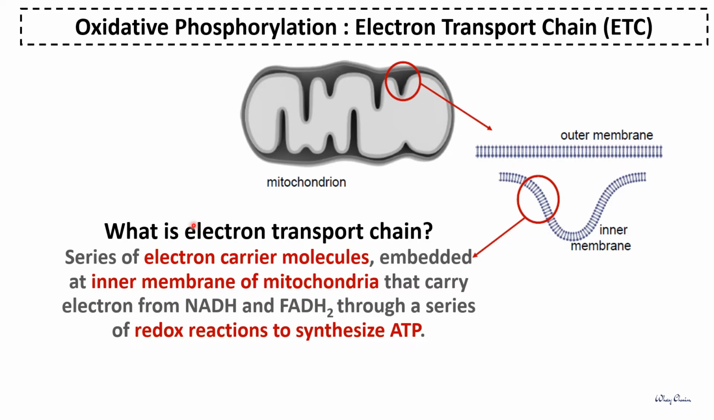Let's begin with the electron transport chain, which means a series of electron carrier molecules found in the cristae of mitochondria, which is the folded inner membrane of mitochondria. The electron carrier molecules will carry the electrons from NADH and FADH2 through reduction and oxidation reactions, and finally produce ATP via chemiosmosis.